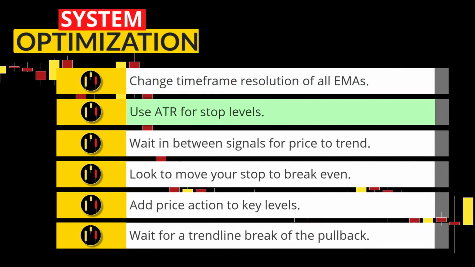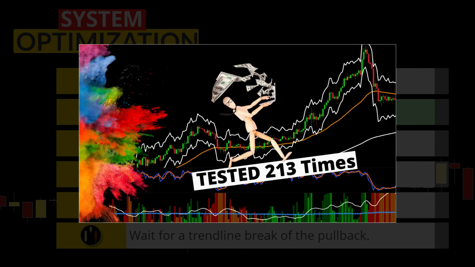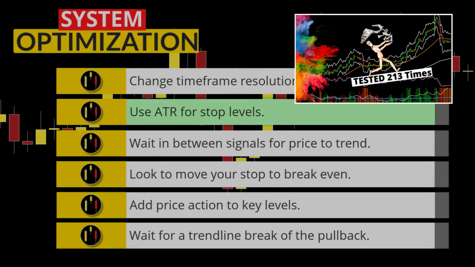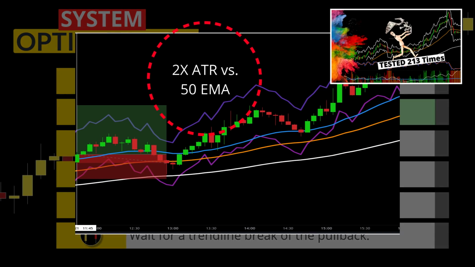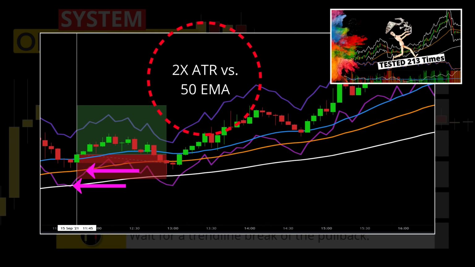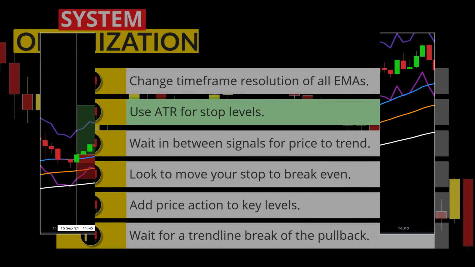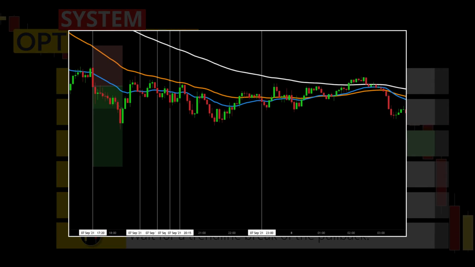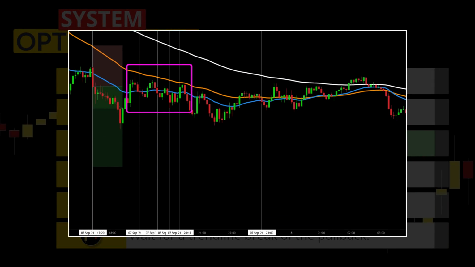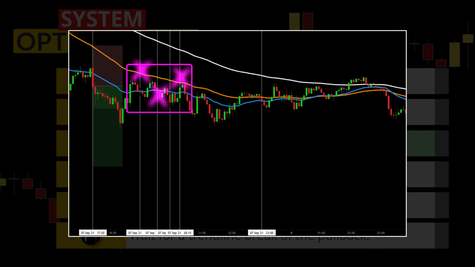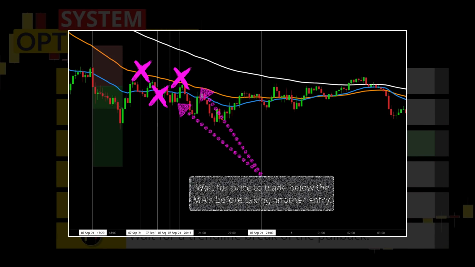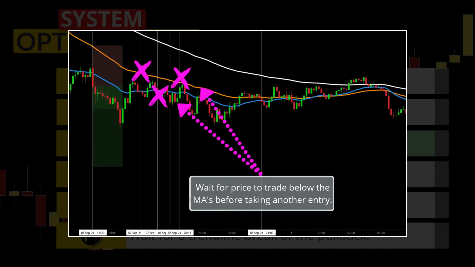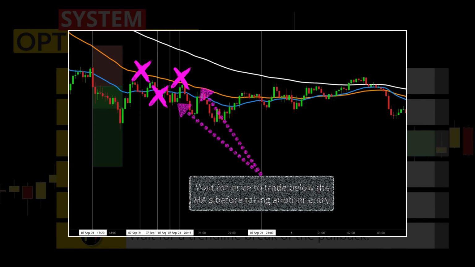Second, like I showed in this video where I use the ATR bands to set the stop loss levels, by adding the same SL method to this system, many losses could have been avoided like this one. Next, on this chart, you can see this series of losing setups could have been filtered if you were to wait for price to trade below all of the EMAs before taking additional setups.